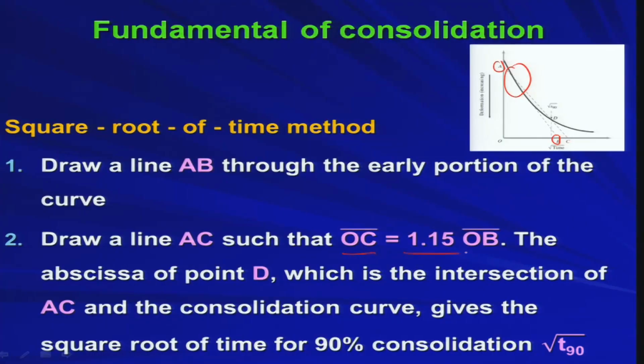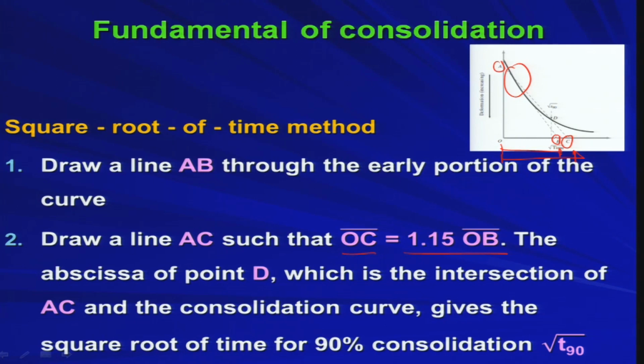Now, draw a line AC such that OC is always equal to 1.15 of OB. That means OC is 15% more than OB. This is your OB and this is your OC. C is here. So, we are drawing another line AC starting from point A such that OC is always equal to 1.15 of OB. Very simple.